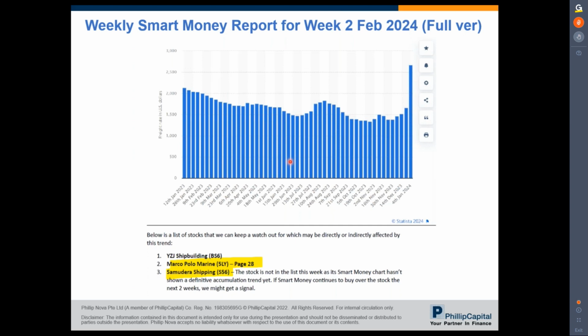So I actually listed this down in my weekly smart money report for week 2 of February. So this was just like 2 weeks before that I sent to my clients. This is also the full version. So on this version I sent to my clients, I informed them that this is happening. They can check out these few stocks here. So these 3 stocks I listed are Yangzijiang, Marco Polo Marine, and Samudera, right?